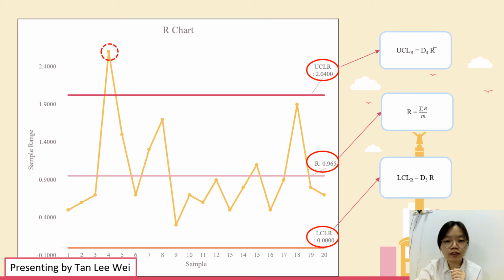This is the R chart that is plotted with the center line value, upper control limit and lower control limit. From the graph, it can be seen clearly that subgroup 4 exceeds the upper control limit. Thus, it can be said that the R chart is out of control.